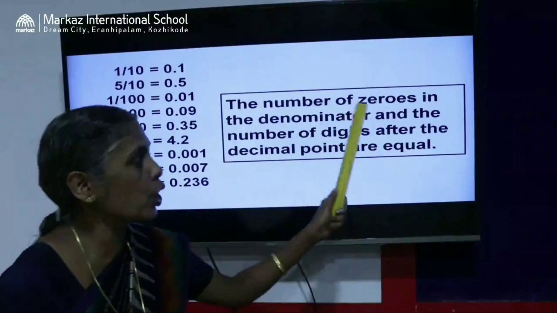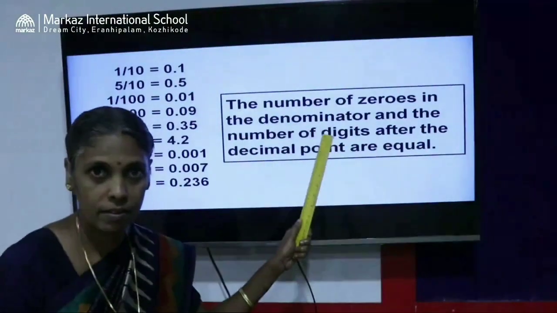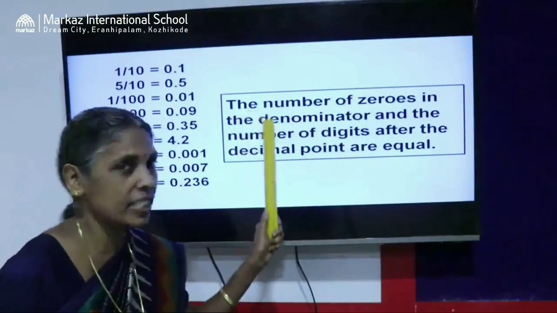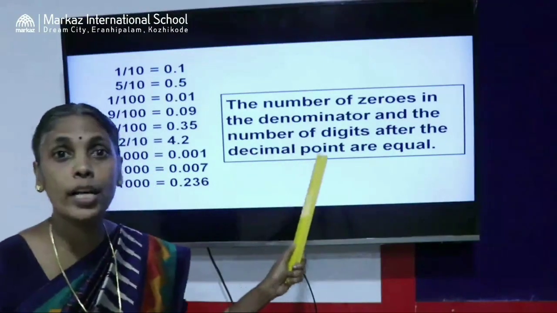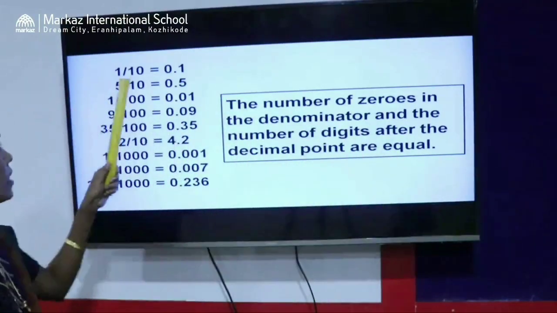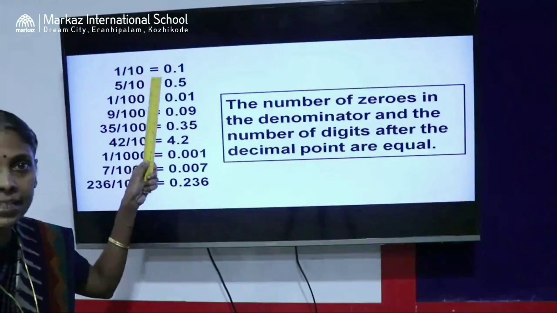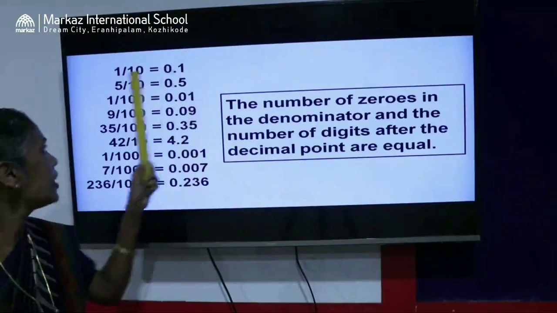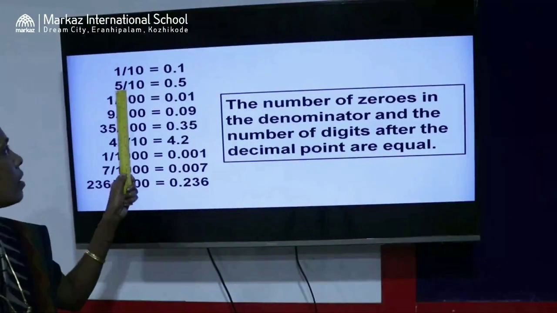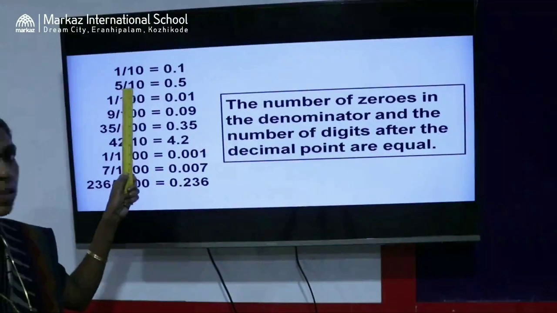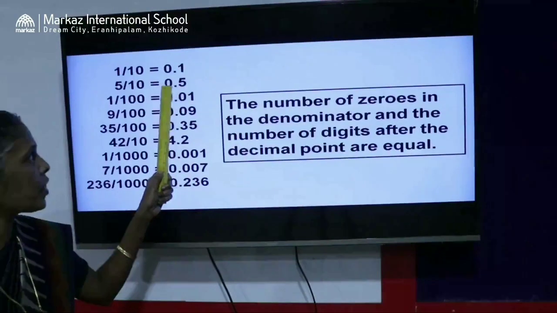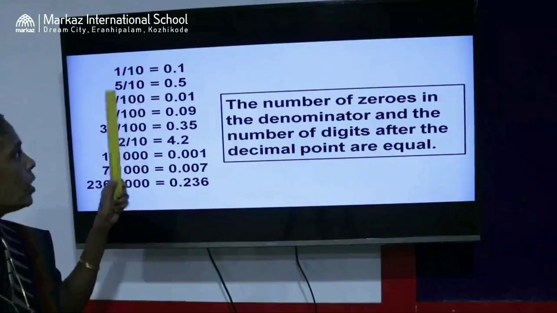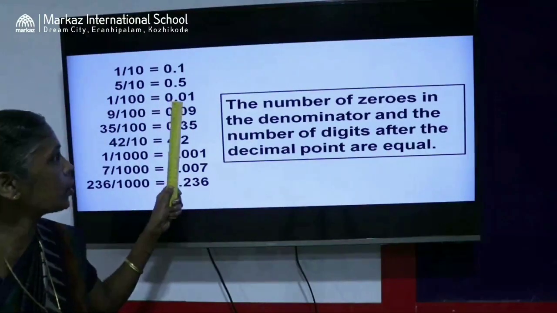So the number of zeros in the denominator and the number of digits after the decimal point should be the same. For example, see, the number of zeros in the denominator of 1 by 10 is 1. So after the decimal, the number of digits is 1. Next, 5 by 10: number of zeros 1. Number of digits after the decimal, only one digit, 5. Number of zeros 2, number of digits after the decimal 2, that is 0 and 1.